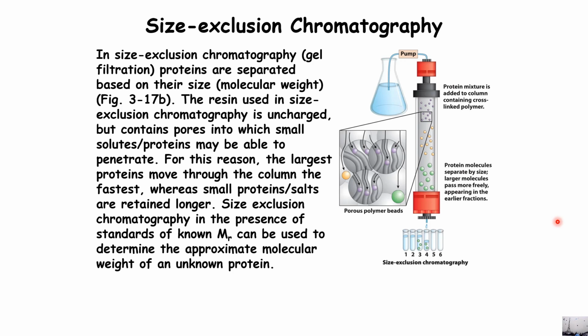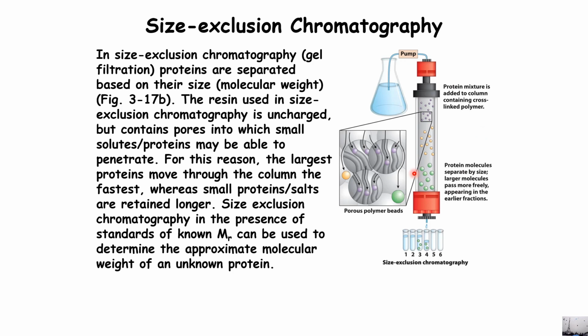Size exclusion chromatography in the presence of standards of known molecular weight can be used to determine the approximate molecular weight of an unknown protein. So the resins in this case will be uncharged. However, the resins will have small pores. The large proteins will not be able to enter these small pores and will flow out faster.